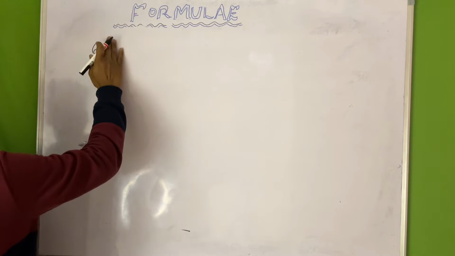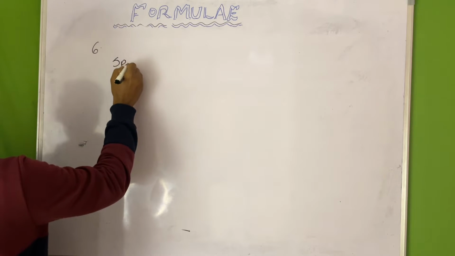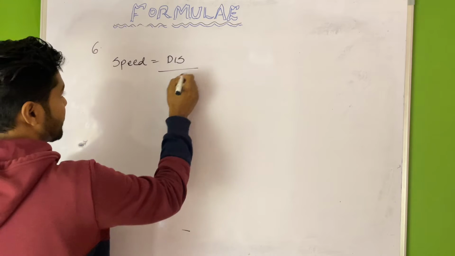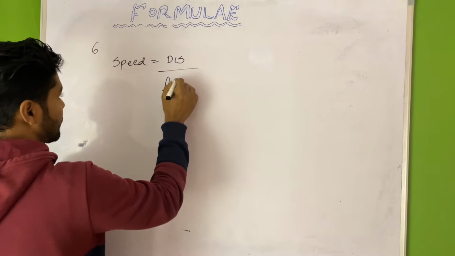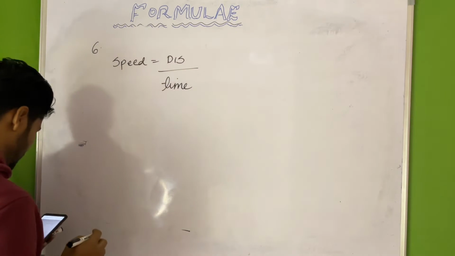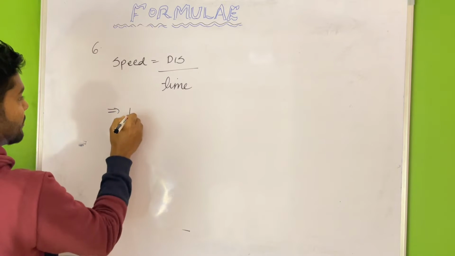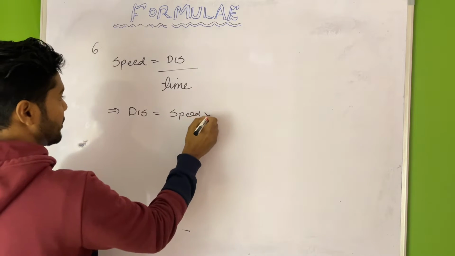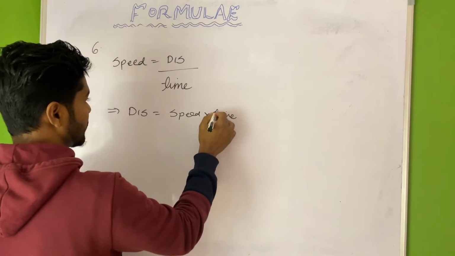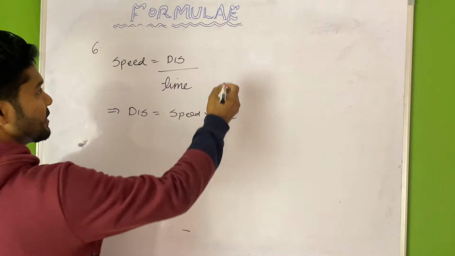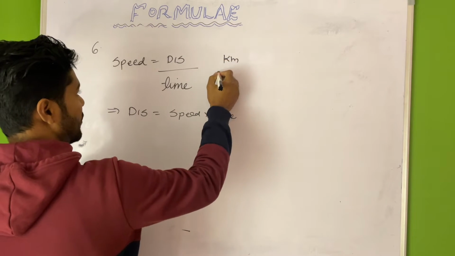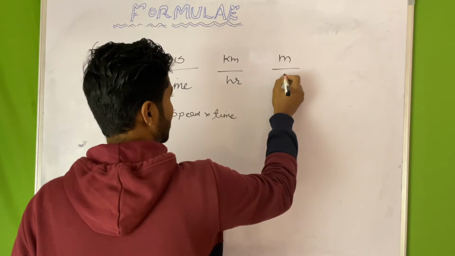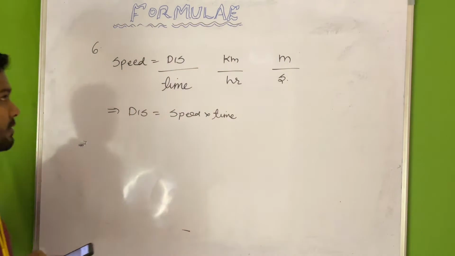Sixth is speed equals distance divided by time. This implies that from here we can say distance is equal to speed into time. If distance is in kilometer, then time will always be in hours. If distance is in meter, then time will always be in seconds. Remember this.